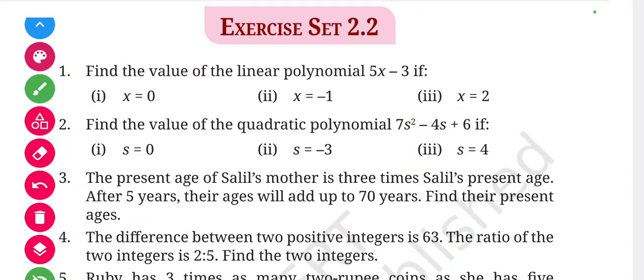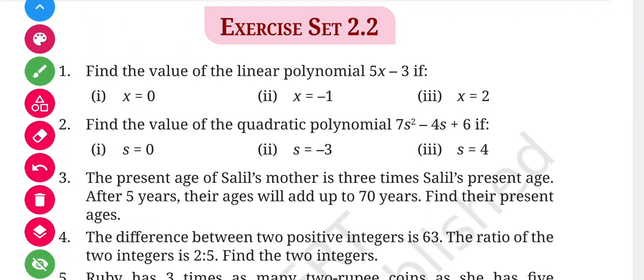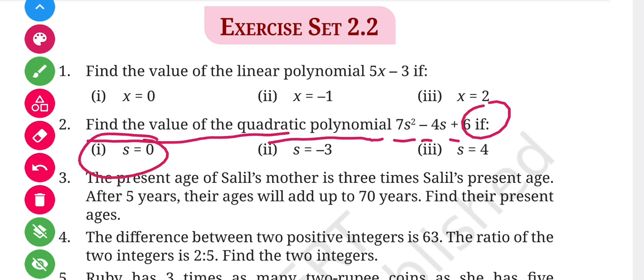Exercise set 2.2, question number 2 of chapter 2, class 9th. We have been given a quadratic polynomial, 7s square minus 4s plus 6, and we have to find its value if s is equal to 0. This is the first part of the second question: s is equal to 0.